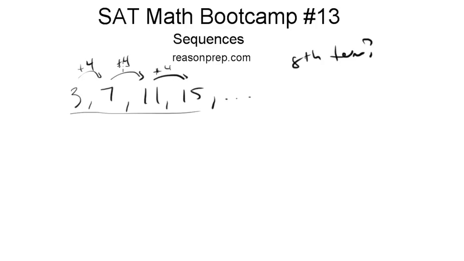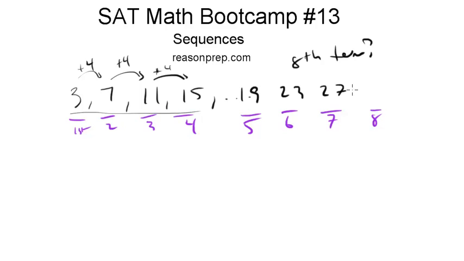So in this case, I want to find the 8th term. Well, this is the first, second, third, fourth, 5th, 6th, 7th, 8th. So, let's see. This would be 19, 23, 27, 31. So our answer would be 31. So some problems will do that. So the key to that is finding the rule and then going to where you need to go.